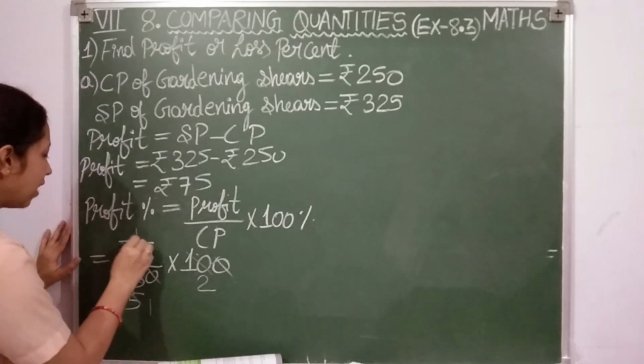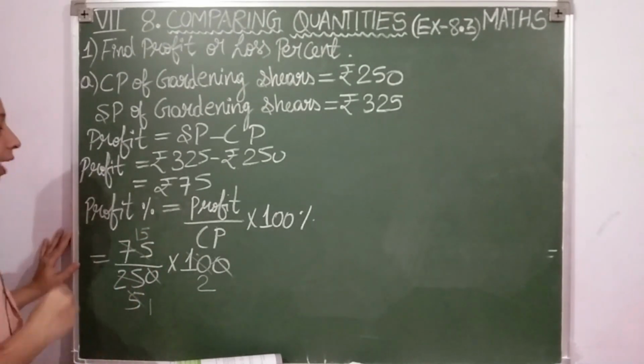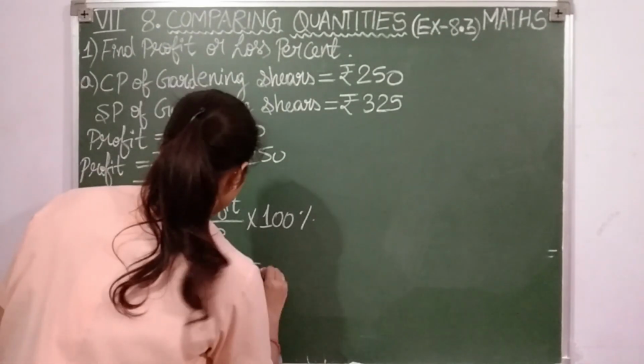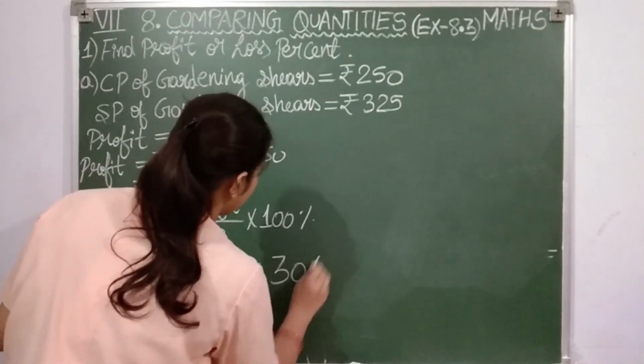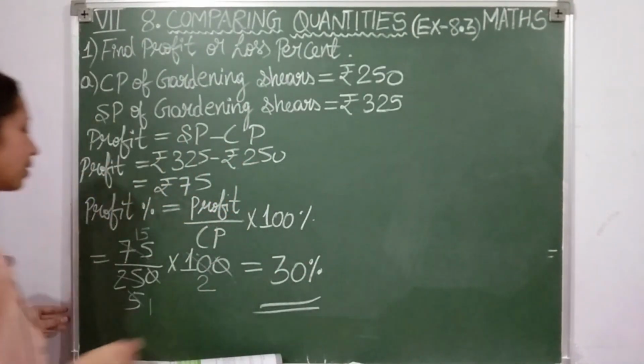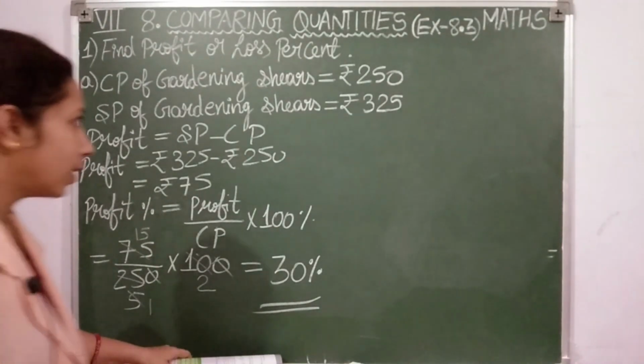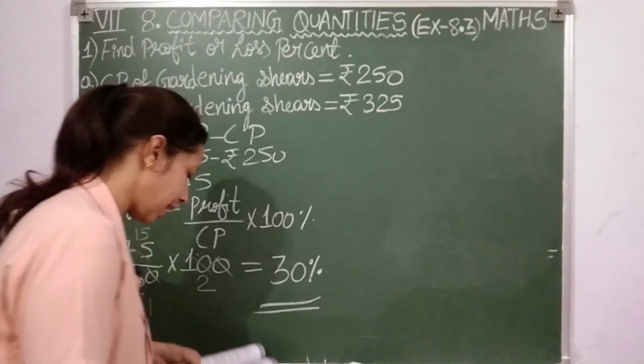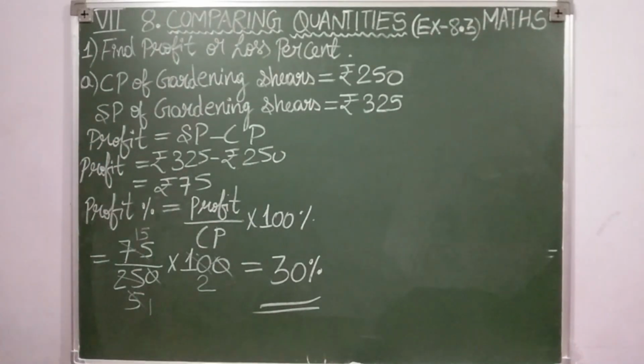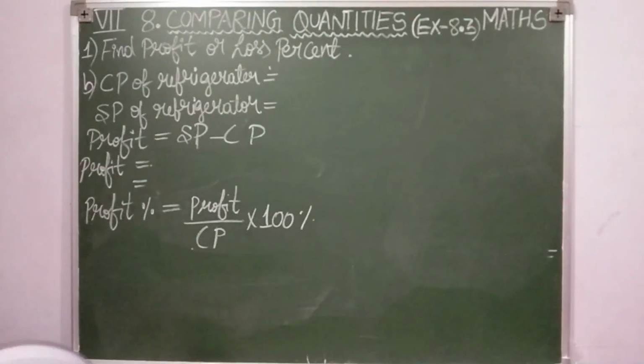Then again 5 1s are 5. Here 5 1s are 5. 5 5s are 25. Okay, 15 into 2, 15 2s are how much students? 15 2s are 30. So I got 30% as profit percentage students. Clear? Okay, one more question let us see. Note it down and then we'll see the next point, B point.